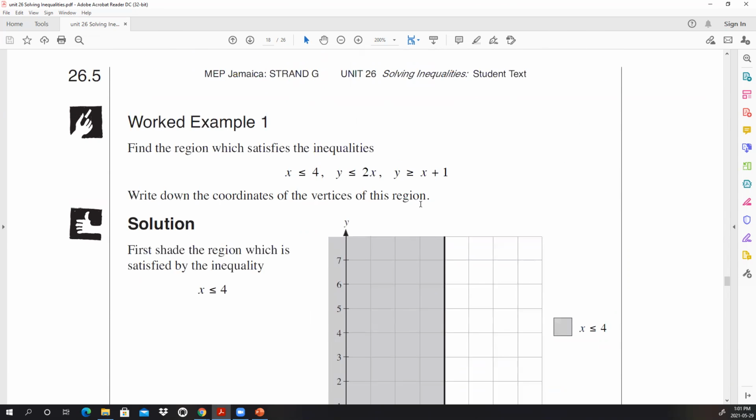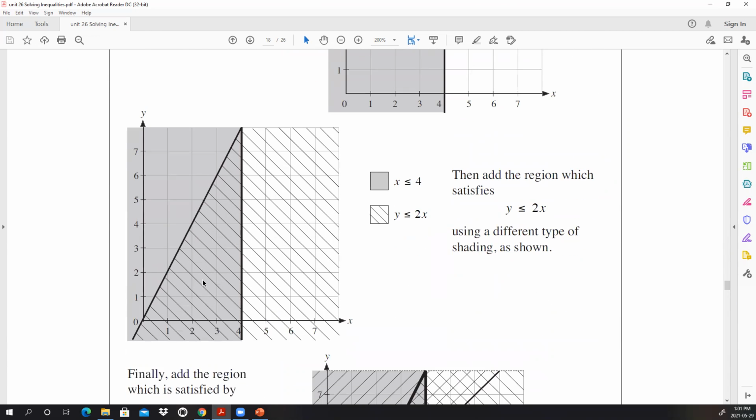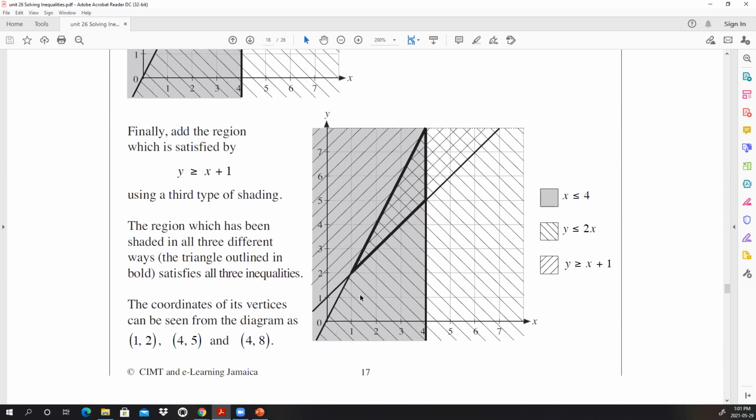All right, then you have another one now, y is greater than or equal to x plus 1. So x plus 1 is this. See there? Remember, when x is 0, y is 1. So that's the y-intercept. And then the gradient going up is 1. So it's just something going up like this. So this is y equals x plus 1.